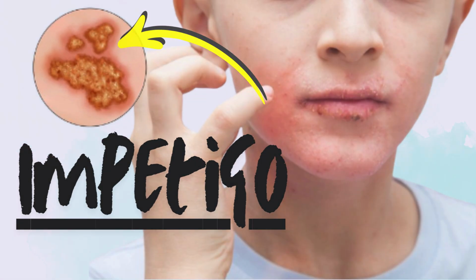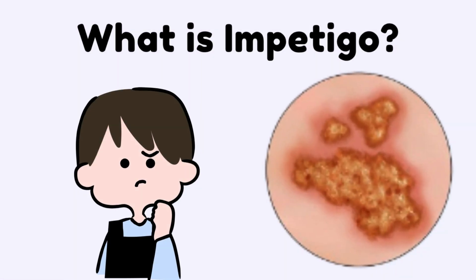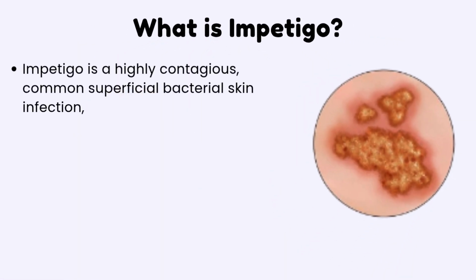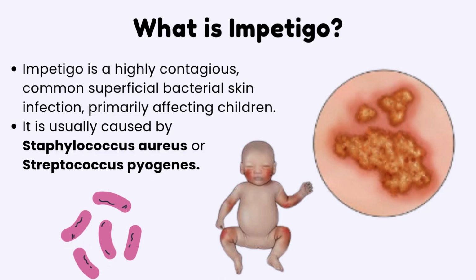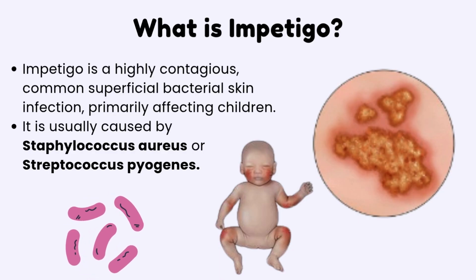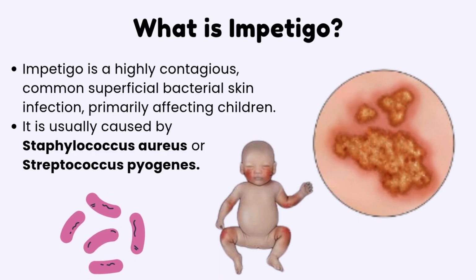Impetigo. What is impetigo? Impetigo is a highly contagious, common superficial bacterial skin infection, primarily affecting children. It is usually caused by Staphylococcus aureus or Streptococcus pyogenes.